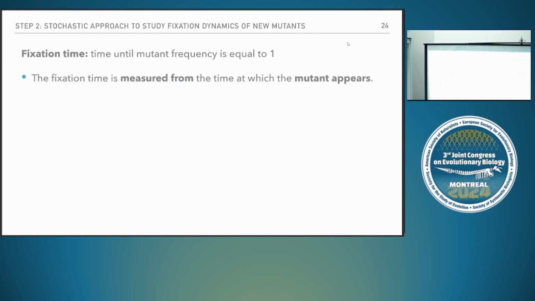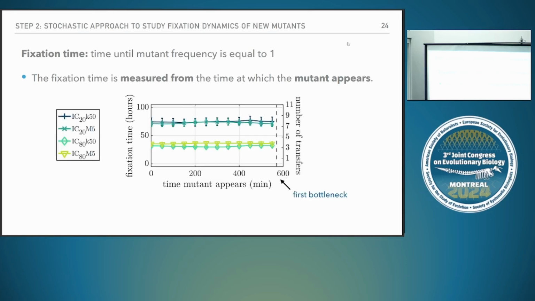Finally, what we calculated using this stochastic model was the fixation time. So this is the time until the mutant frequency is equal to 1. And important, I should say, fixation time is measured from the time at which the mutant appears, okay? And this is what we obtain. Essentially, it's going to be the same for the same drug concentrations. So again, bottleneck size does not have much variability here.